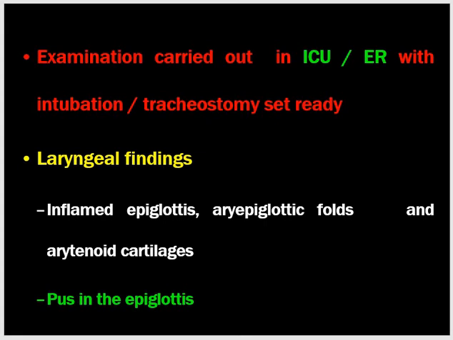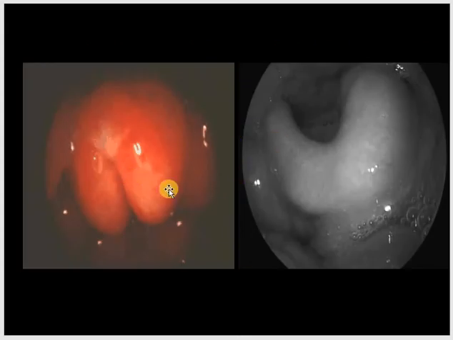During examination, we can see inflamed epiglottis, aryepiglottic folds, and arytenoid cartilages, that is the supraglottic area. Therefore, it is called acute supraglottitis. Occasionally, pus might be seen in the epiglottis, which signifies abscess formation in the epiglottis. You can see here, this is the swollen epiglottis.